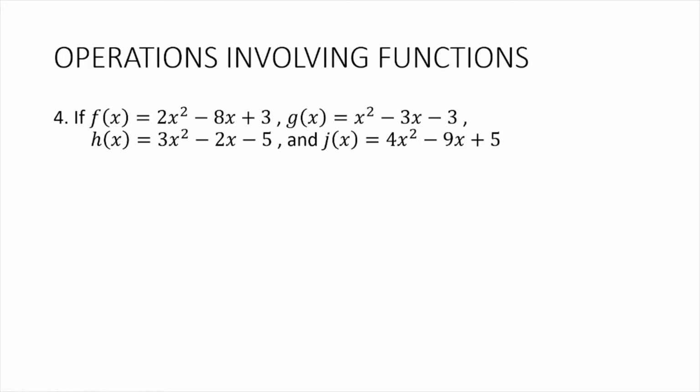Next, we have here 4 functions. If f of x is equal to 2x squared minus 8x plus 3, if g of x is equal to x squared minus 3x minus 3, and then we have here h of x equals 3x squared minus 2x minus 5, and lastly j of x equals 4x squared minus 9x plus 5, right? And then we are asked to find g minus f all over h minus j of x.